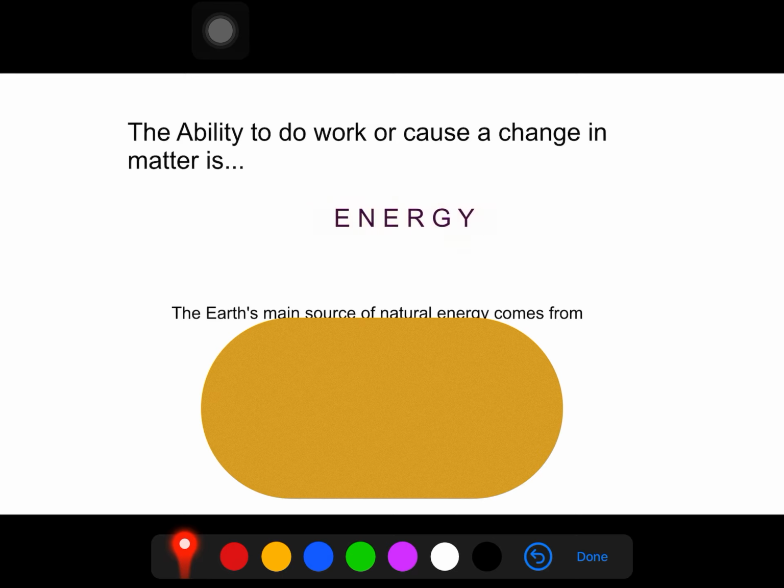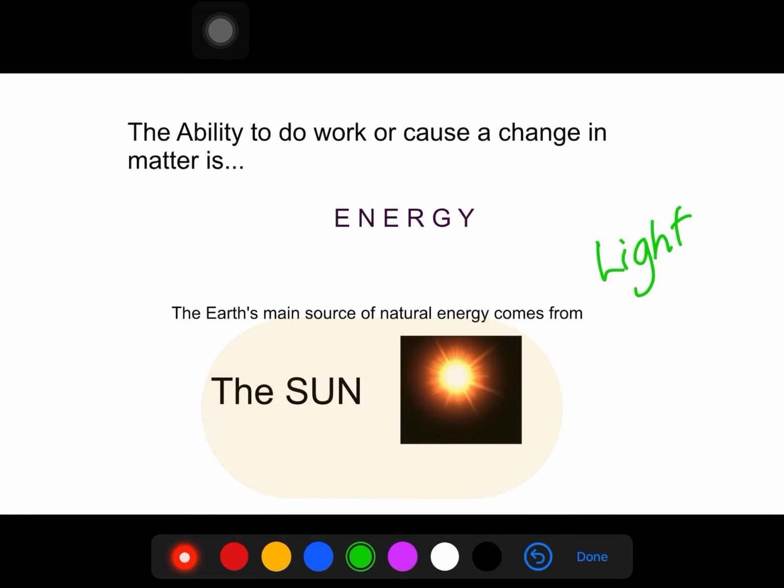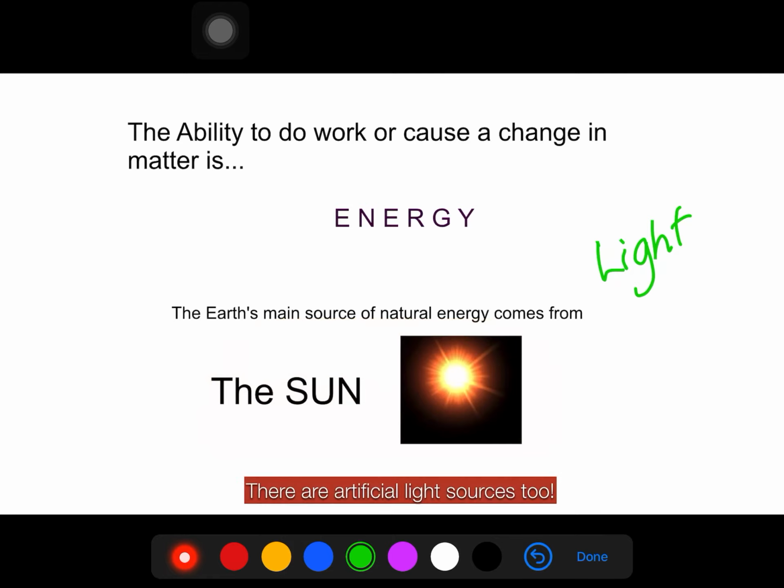The book starts with the ability to do work or cause a change in matter. That's a vocab word for us. That is energy. Energy is the ability to do work, and we are focusing specifically on one type of energy, light energy. And light energy comes as a main source from what? Of course, it means the sun. That is our main source of natural energy that we get on Earth.